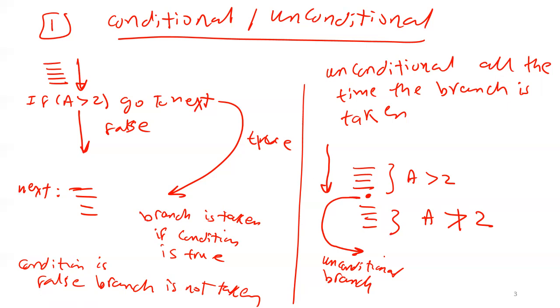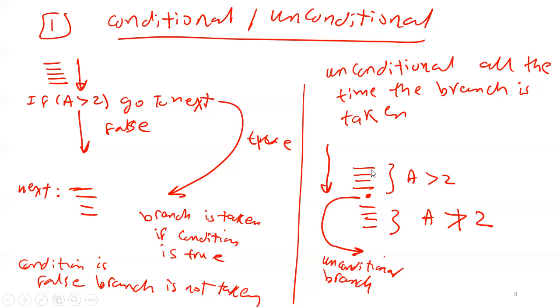Because I have to explain one thing. I'm just explaining one case of why sometimes we need an unconditional instruction. Once I do this part and this part here, I have to skip this part. Is that clear? Because I want to execute this part if A is greater than 2. I want to execute this part if A is not greater than 2.